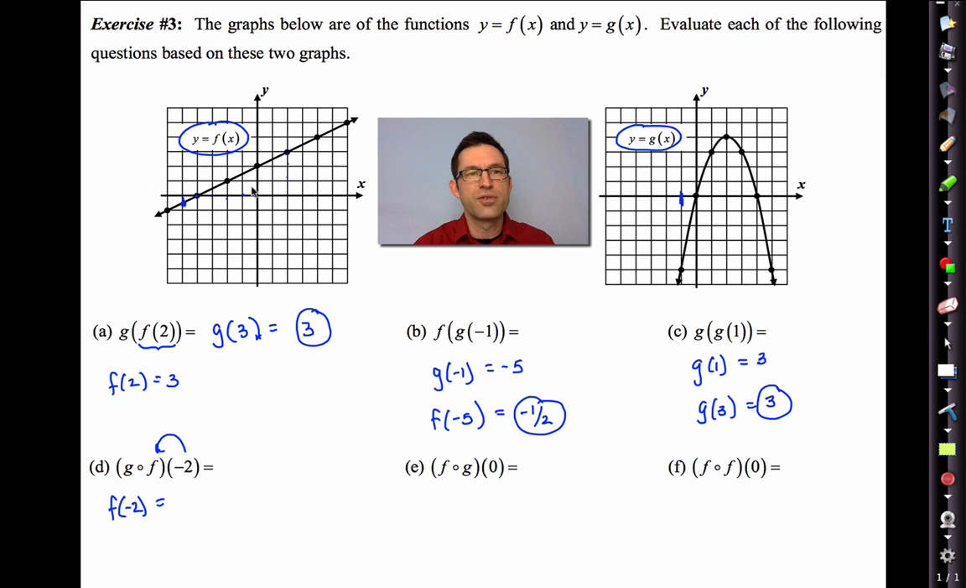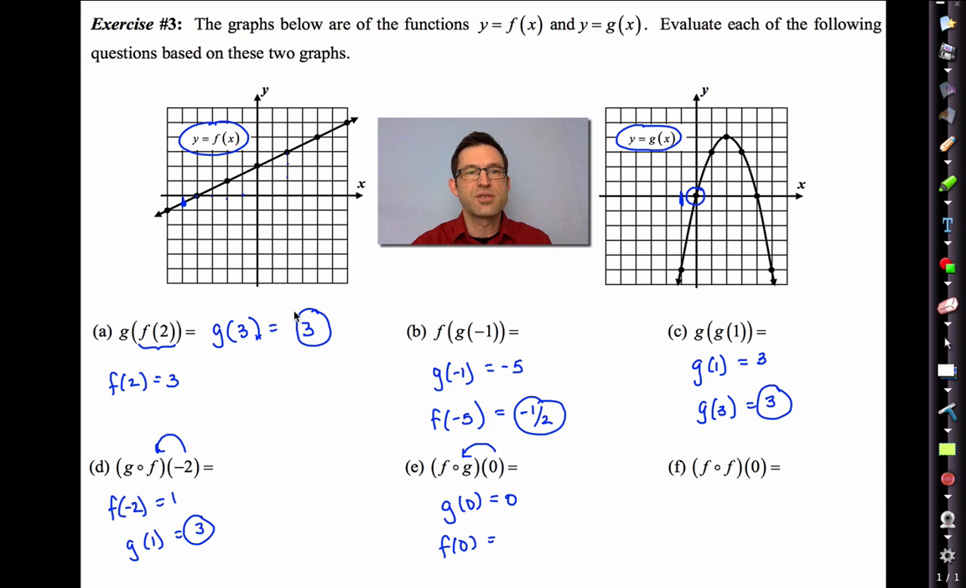So f of negative 2 is positive 1. g of 1 then is positive 3. Love those 3's in this case. 1, 2, 3 of them so far. All right, here I want to go 0 into g. g of 0 is its y-intercept. Oh, g of 0 is 0. Look at that. Corresponds to this point right here.